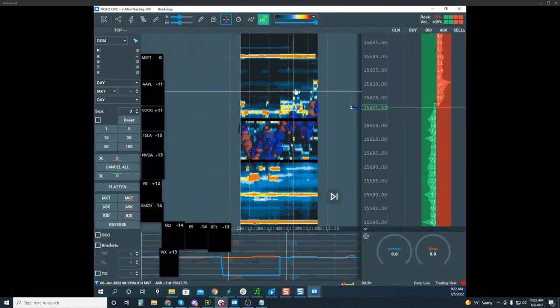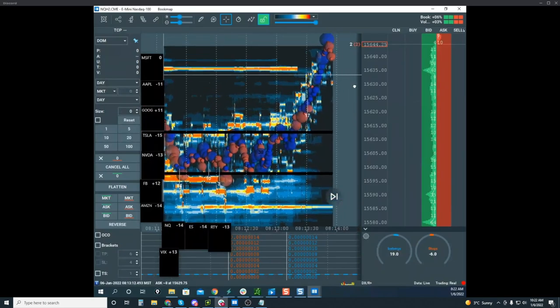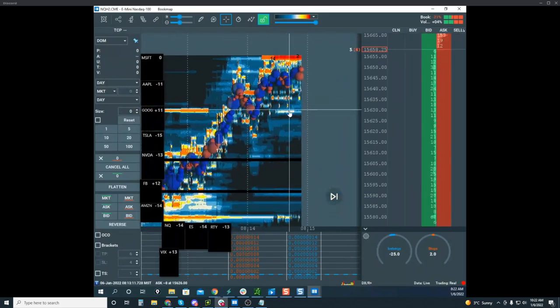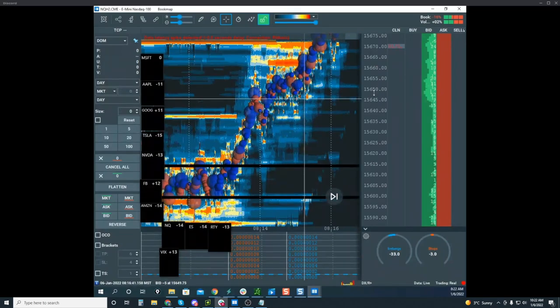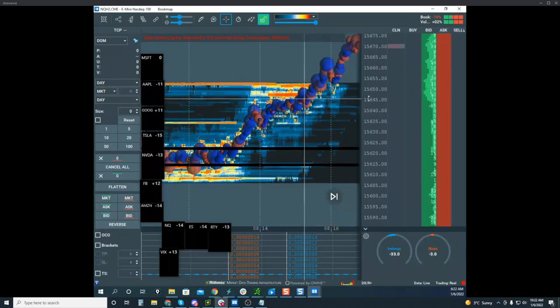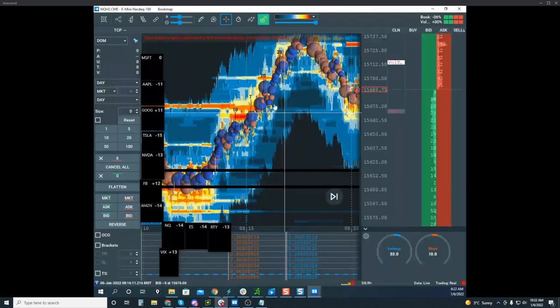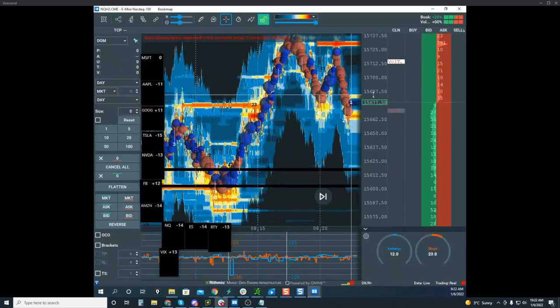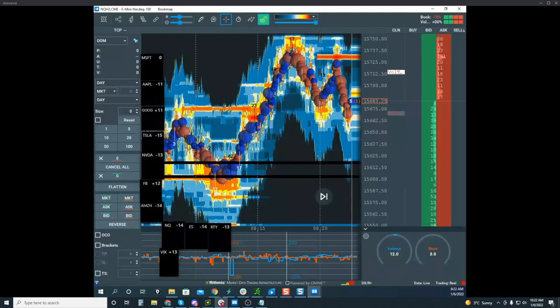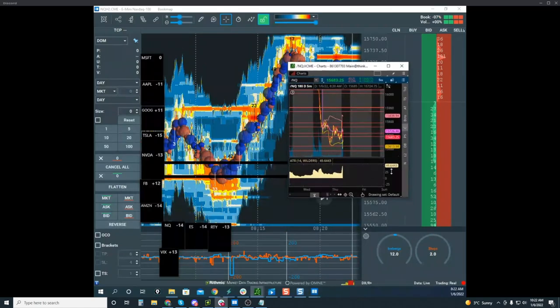So you can see here we moved away very quickly and we never retested it, so I wouldn't have been in this trade anyway on the long side. I'll still go long on a retest, but it just hasn't retested yet is what I'm saying. So ATR is, yeah, 50 points.